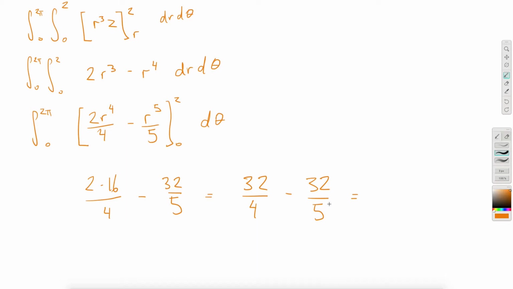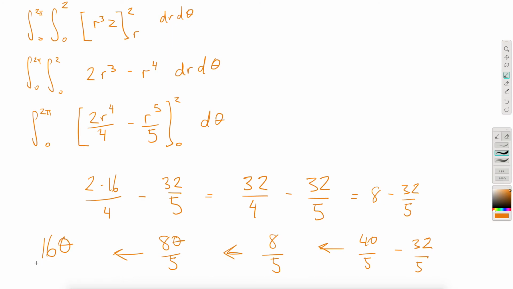What's 32 divided by 4? 8. So it's going to be 8 minus 32 on 5, which is going to make it 40 on 5 minus 32 on 5, because you just times the top and the bottom by 5. So this is going to be equal to 8 on 5, if I can do my maths correctly. Yes, I think. And then you have to integrate that with regards to theta, so you're just going to get 8 theta on 5. Then you're going to sub in 2 pi, so you're going to get 8 times 2 pi on 5, so it's going to just be 16 pi on 5.